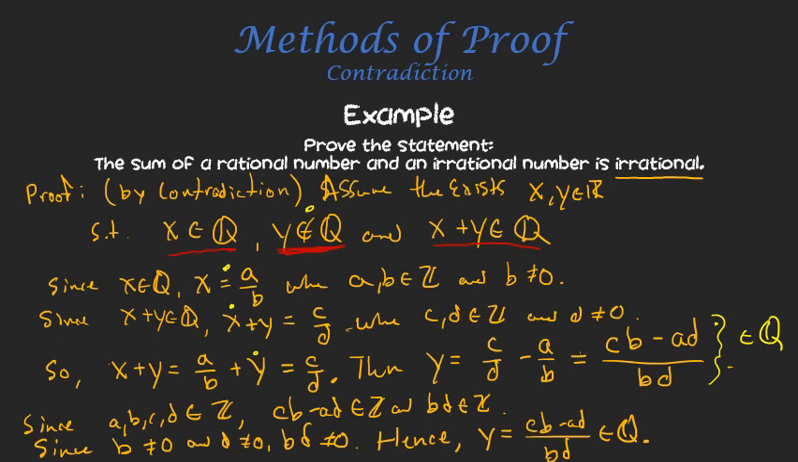So what's the issue here? The issue is our assumption was that y was not a rational number, right? Looking up here, y is not a rational number. And down here, it's pretty clear that y is a rational number. And so we have a statement and its negation together, which is a contradiction. So I'll just write here, contradiction.